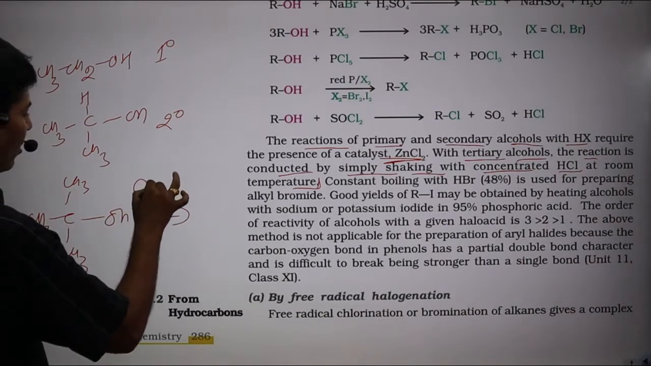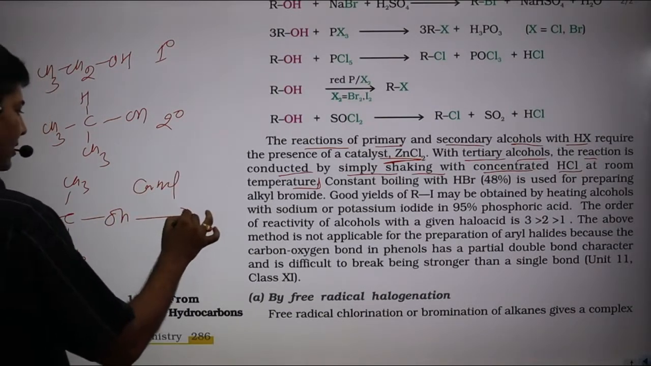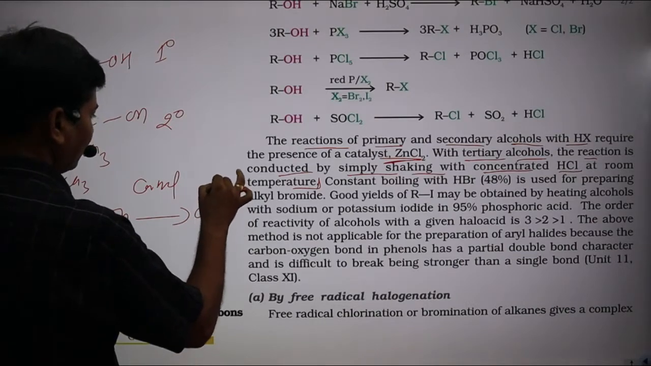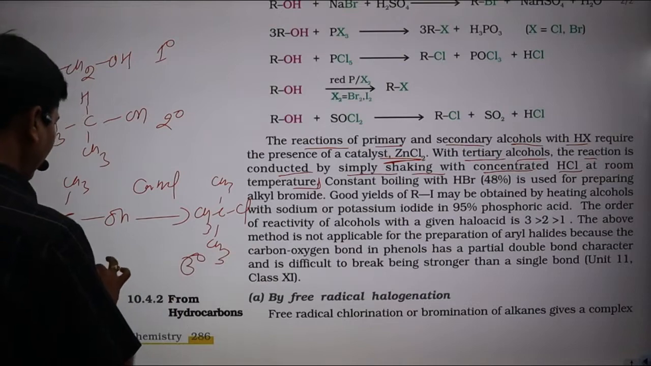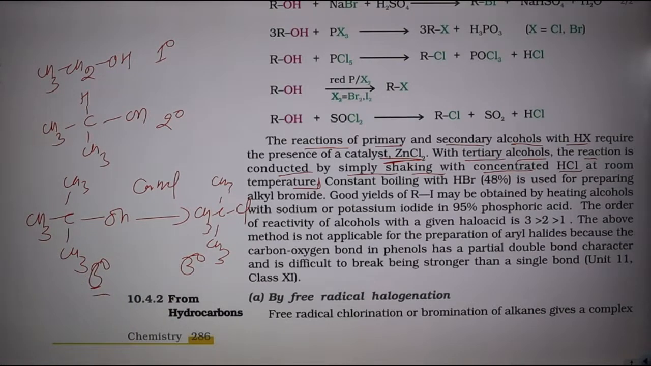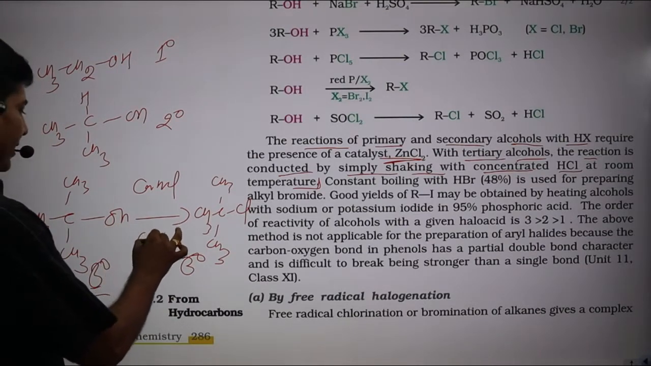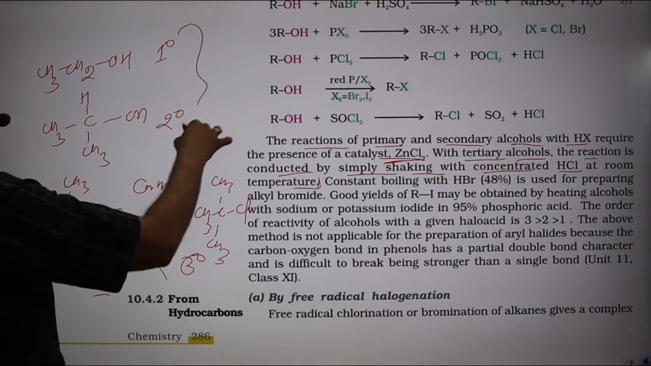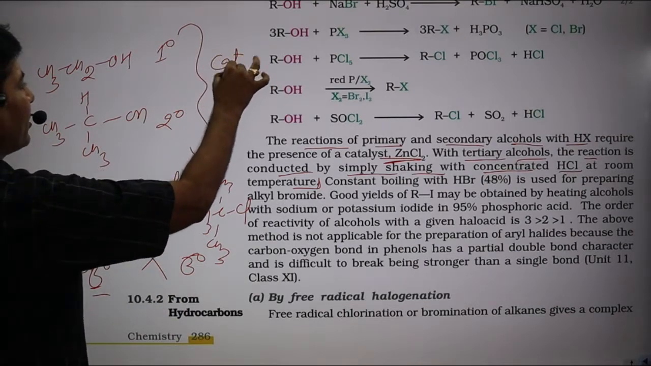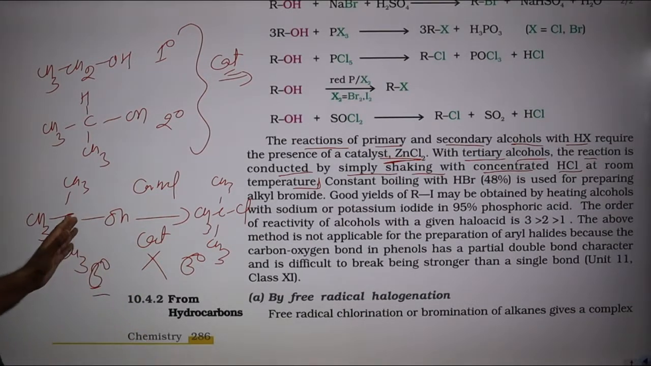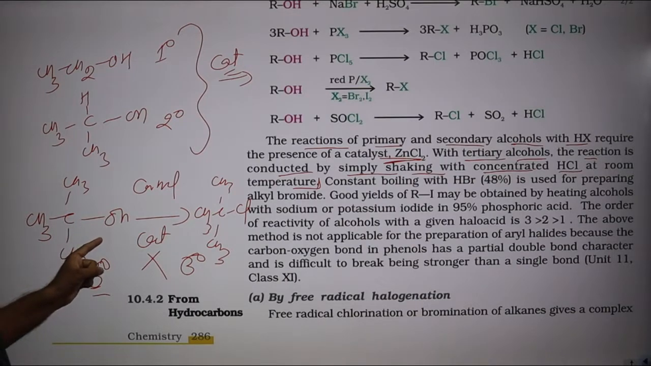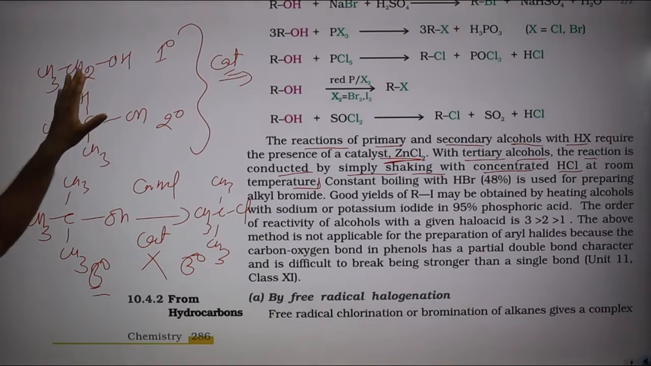In this case only conc HCl is taken, and easily we can produce CH3C, CH3 there, Cl is there. This is a tertiary alkyl halide, and the alcohol is a tertiary alcohol. We don't use a catalyst in this case, and in the other case we use a catalyst. In the presence of the catalyst the reaction takes place. So we can say the reaction of tertiary alcohol is much faster in comparison to primary and secondary.